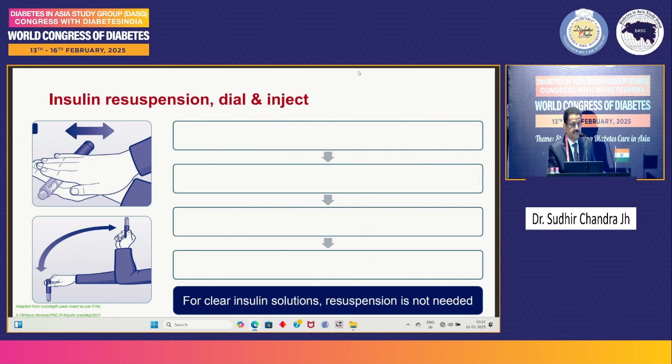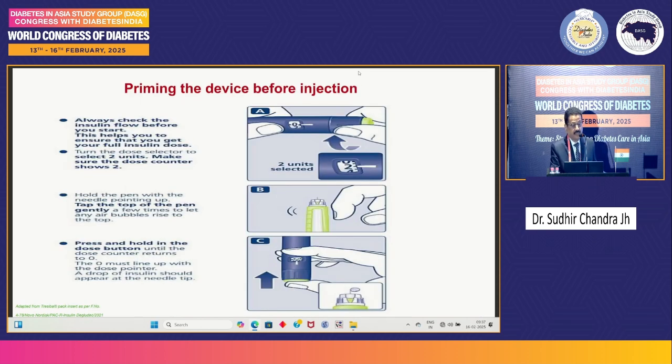Technique error, this is very important. For clear insulin solutions, resuspension is not needed. This is the way resuspension is done. Always check the insulin flow before you start. This helps you to ensure that you get your full insulin dose. Turn the dose selector to select 2 units. Make sure the dose counter shows 2. And tap the top of the pen gently a few times to let any air bubble rise to the top. Press and hold in the dose button until the dose count returns to 0.